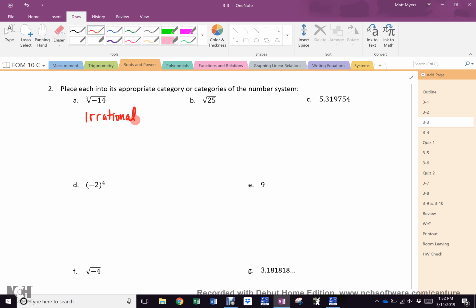Natural is the smallest. If it is a natural number, it is automatically whole, it is automatically an integer, it is automatically rational. You only need to write the smallest group.